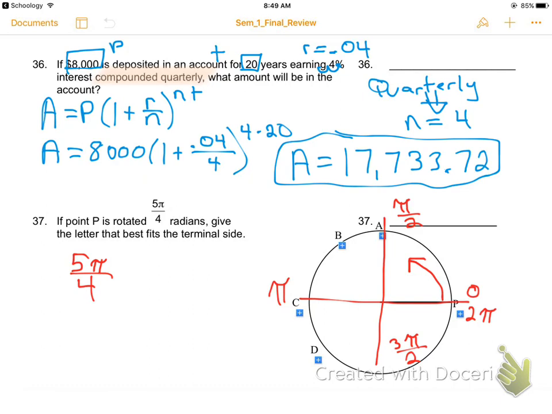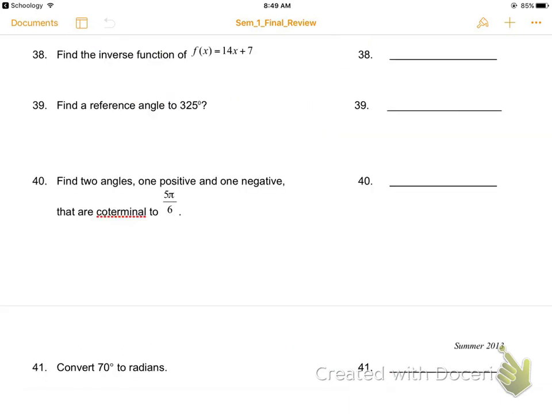The only number on here that is more than 1 and not fully at 2 pi: A would be at pi over 2, B is somewhere greater than half pi and less than full pi. D is my only option here. D is between 1 pi and 3 over 2, which is 1.5 pi. So I'm bigger than 1 but less than 1.5, so I'm somewhere in the 3rd quadrant, and the only letter there is D. Moving on to the next page, pause if you need to write anything down.